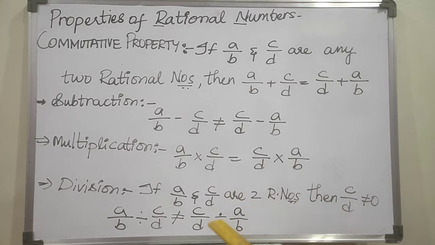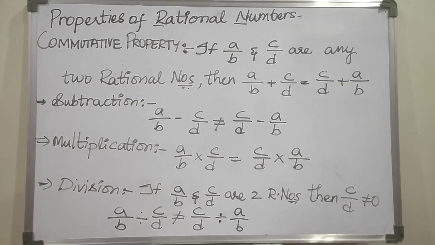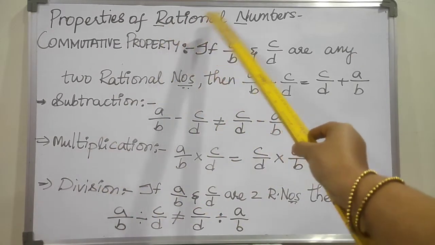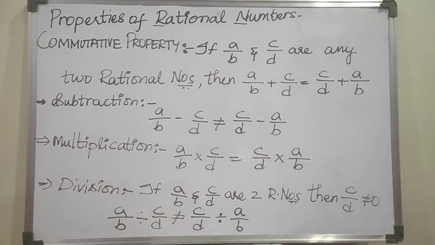Yes, if we interchange the positions in division, suppose A by B and C by D are two rational numbers, and C by D should not be equal to 0, then A by B divided by C by D is not equal to C by D divided by A by B. That means rational numbers are not commutative under division. Rational numbers are not commutative under the division operation.